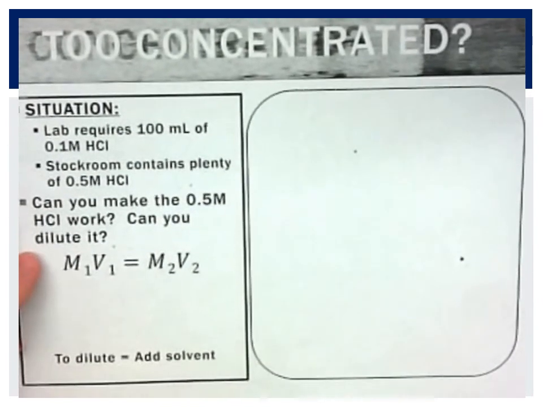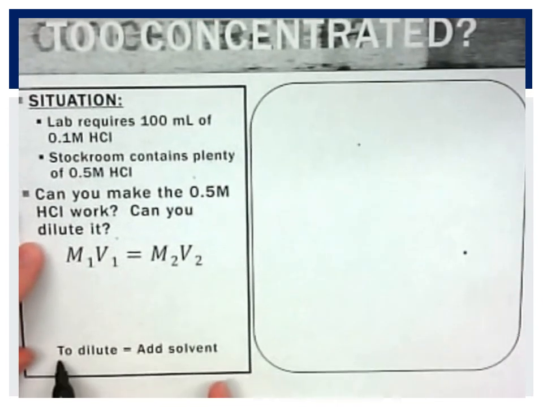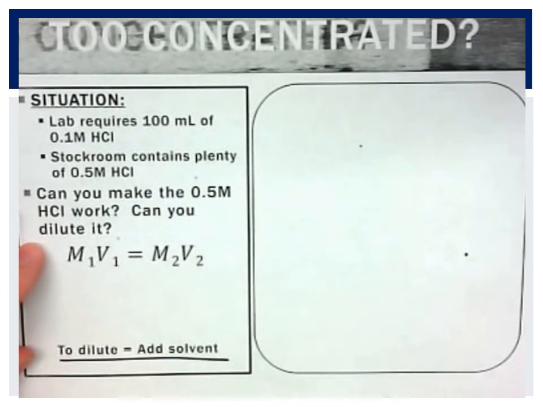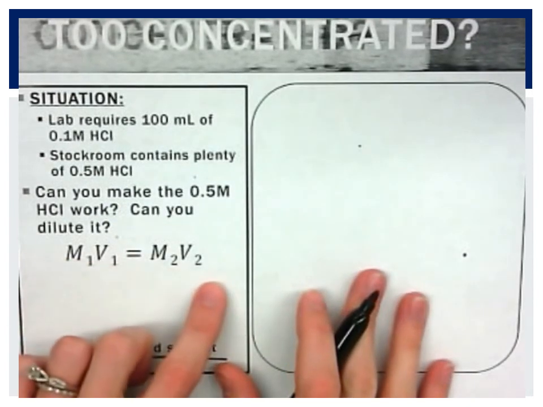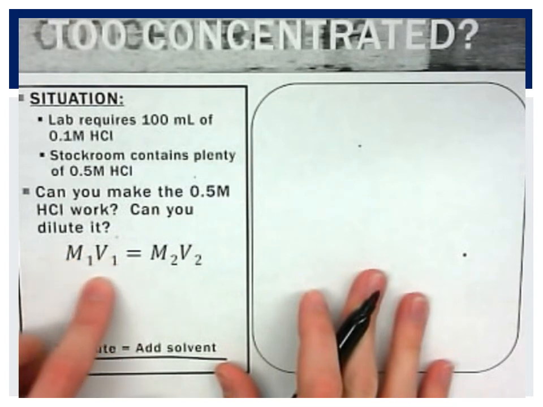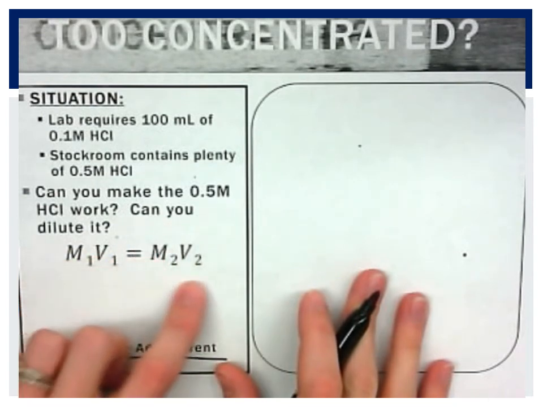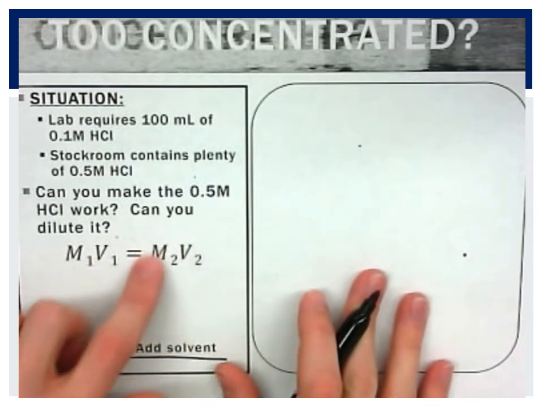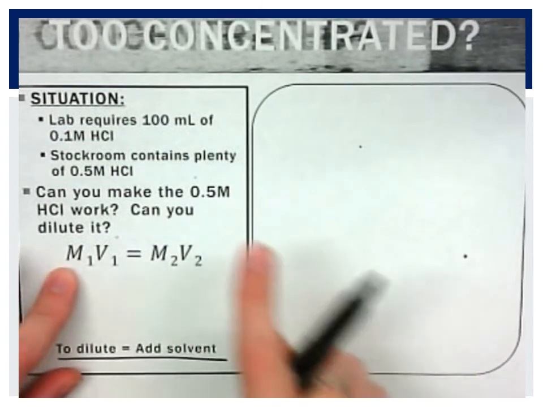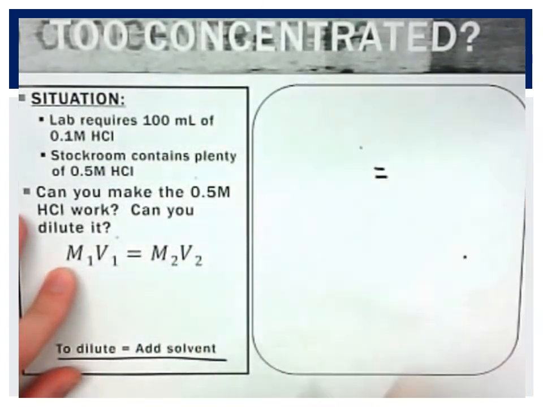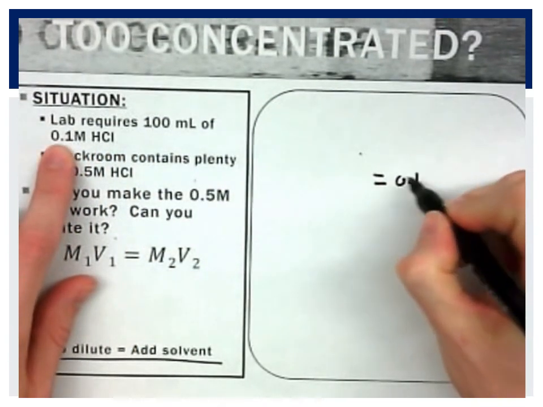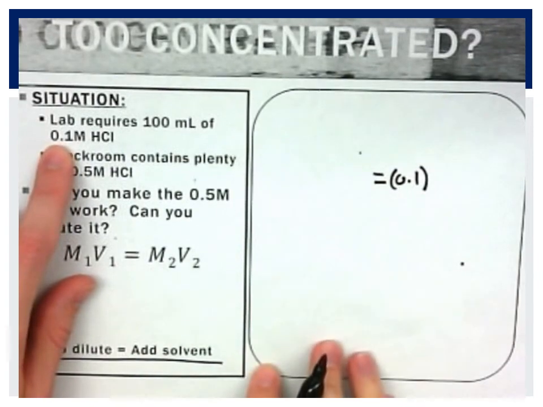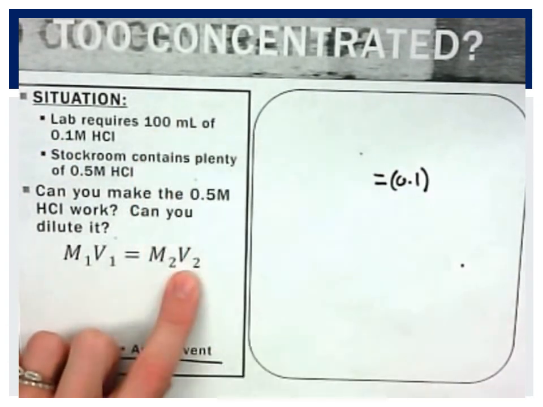And the answer is yes, you can dilute it. When I say dilute, I mean add solvent. So in this case, add more water to increase the volume. So we have this handy equation, M1V1 equals M2V2. This is our initial concentrations, and this is our desired, our final concentrations. So we want, in the end, our final concentration to be 0.1 molar, okay? And we want 100 milliliters of that.